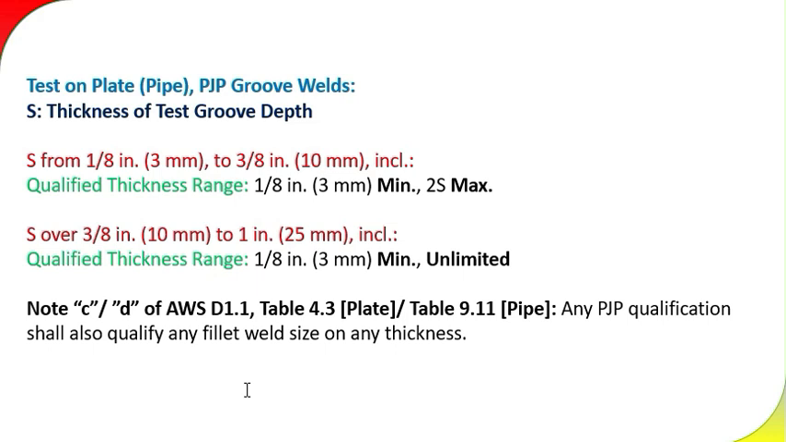Any PJP qualification shall also qualify any fillet weld size on any thickness. So if you go to note C and D of AWS D1.1 table 4.3 plate and table 9.11, you can see that if somebody is qualified for PJP qualification, then he is also qualified for fillet weld size on any thickness.